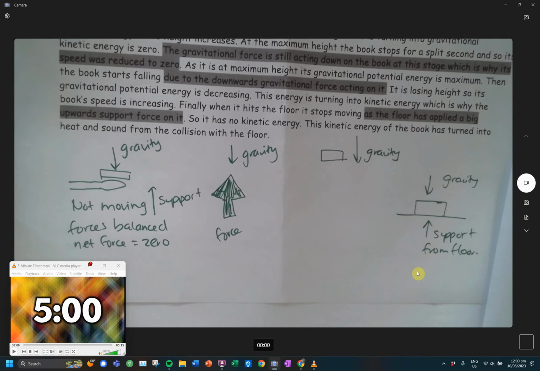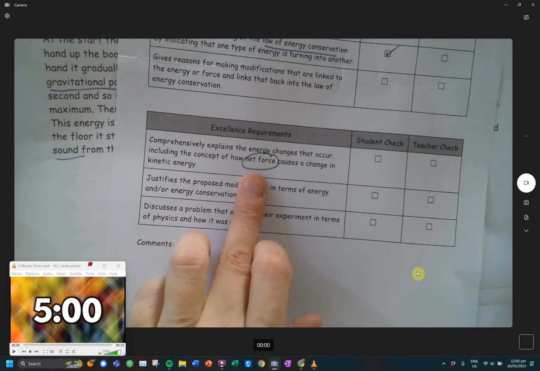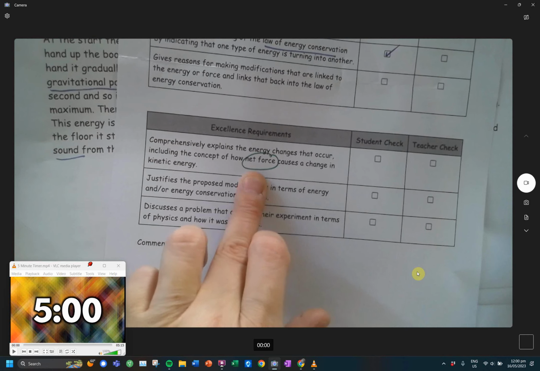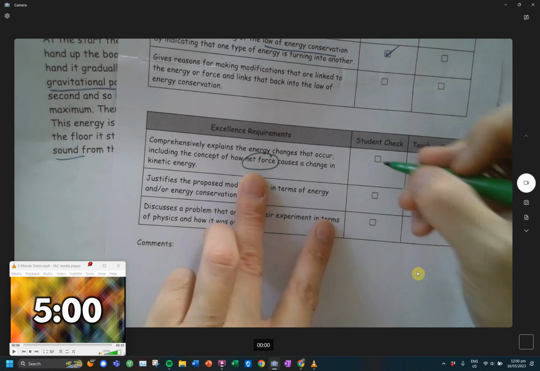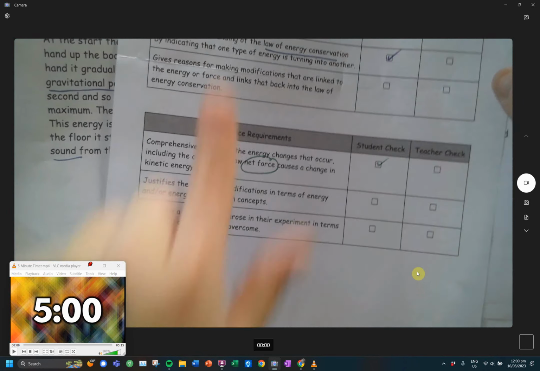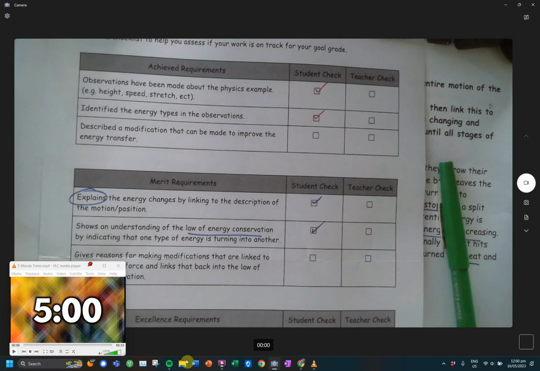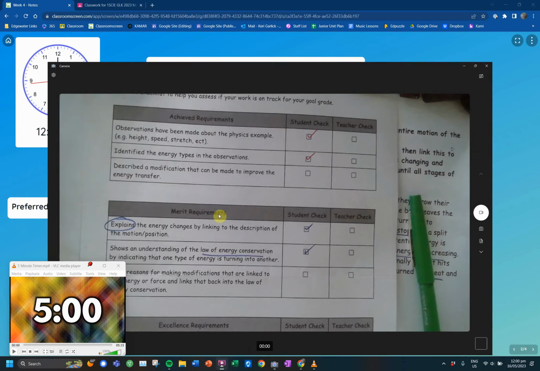All right, cool. We good? All right, so looking at the excellence criteria, have we included information about the net force? Yes, so that's how we get up to excellence. All right, the last thing we need to do is talk about the improvements that I can make to make this experiment or this transfer better.